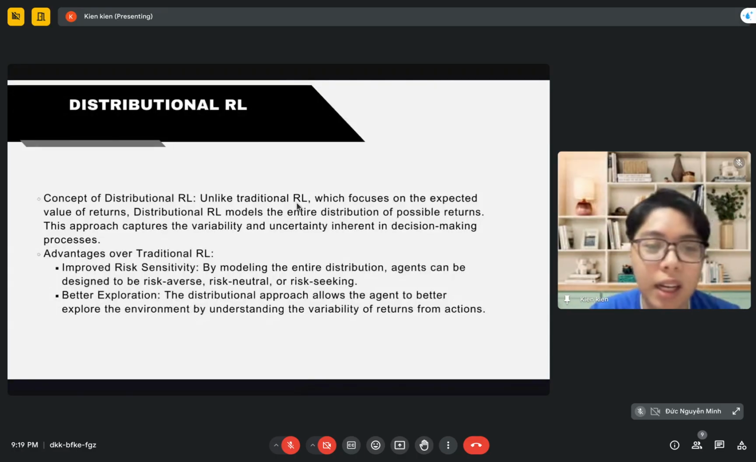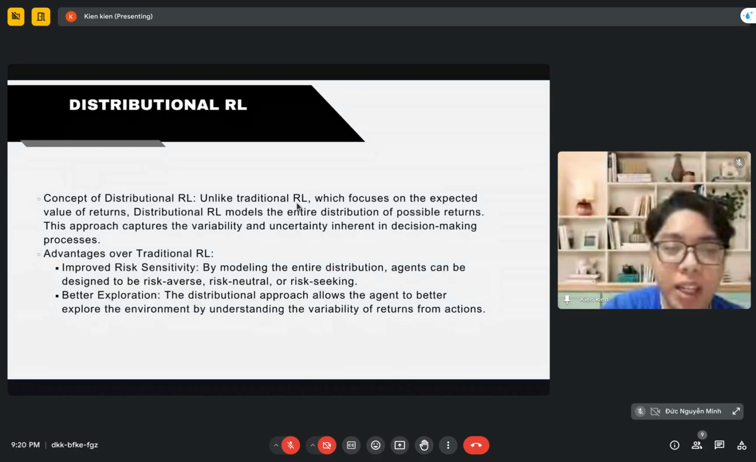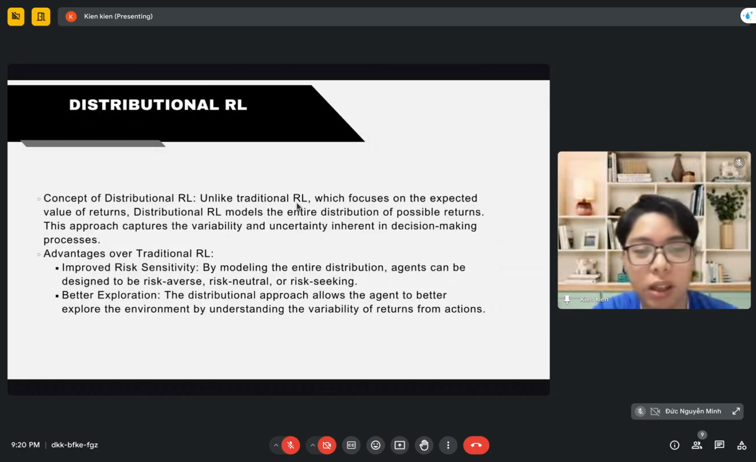So as I said, unlike traditional reinforcement learning that focuses on the expected value of return, distributional reinforcement learning tries to approximate the distribution of the return at that time. This approach has some advantages: it provides richer information and can improve risk sensitivity.